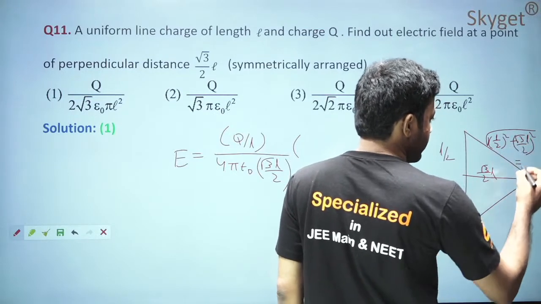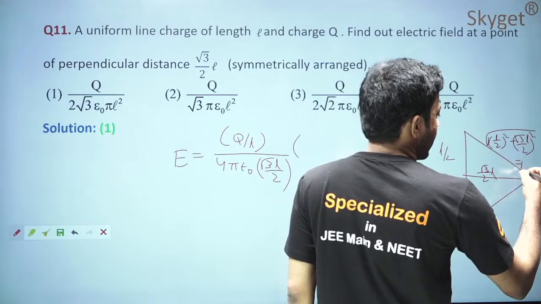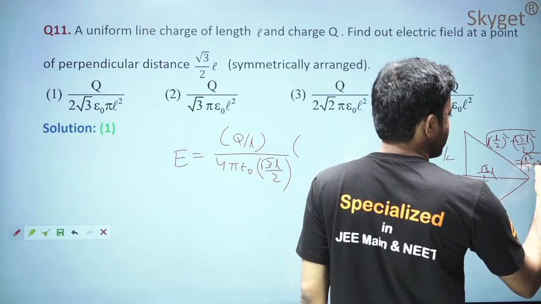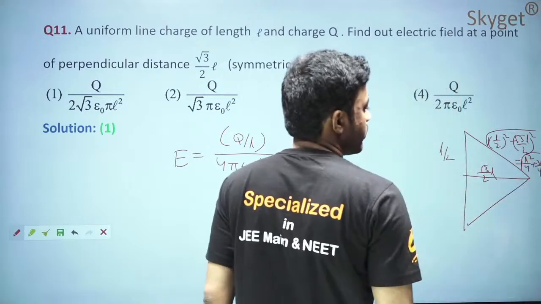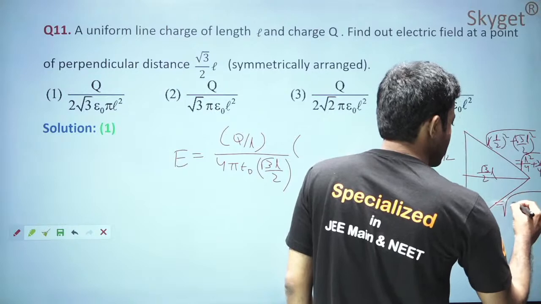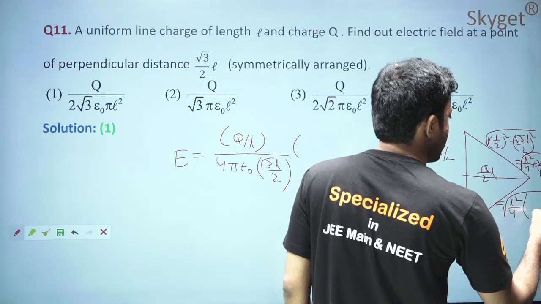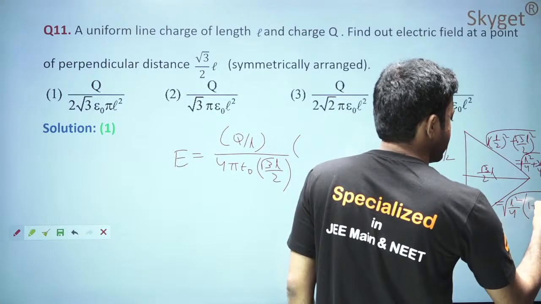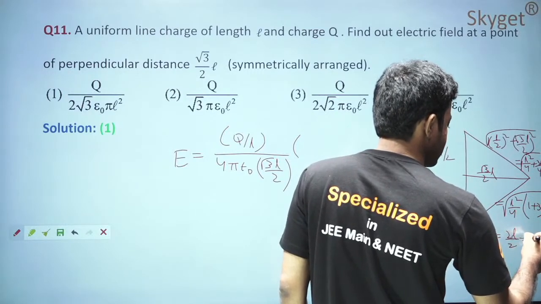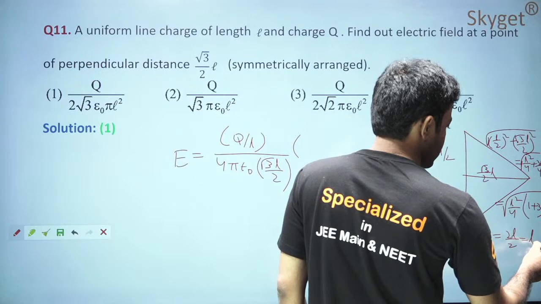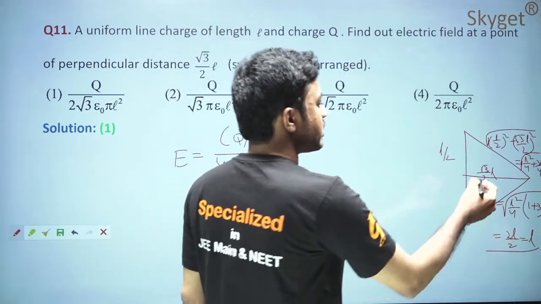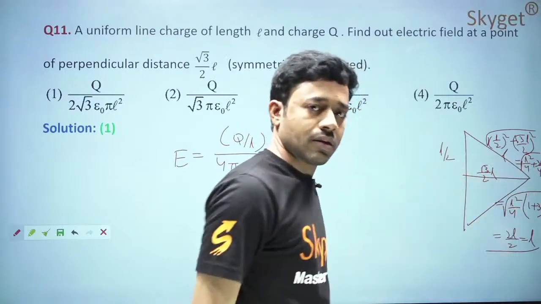which gives L square by 4 plus 3L square by 4. If you take L square by 4 as common, then it is 1 plus 3, that is nothing but 4. So this is 4L square by 4, that is simply L square, so the length is simply L.